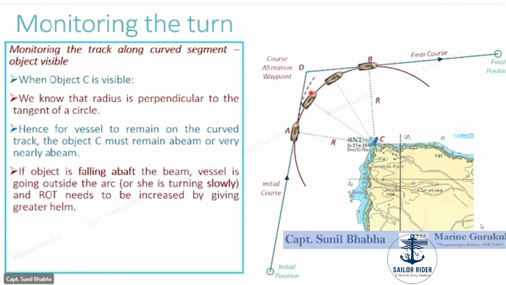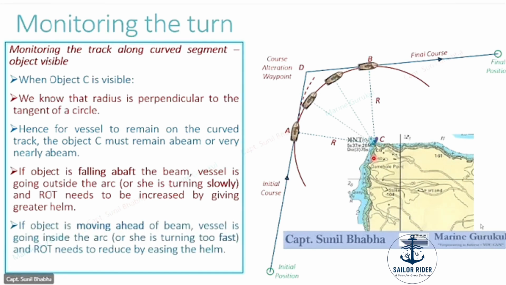So you are moving outside the arc, the vessel is going outside the arc. If the vessel goes outside, you will observe that the lighthouse will start to fall abaft the beam. This means that the vessel is turning slowly. The rate of turn needs to be increased by giving a greater helm angle. So at any point of time, object falling abaft the beam tells you to increase the rate of turn and bring it abeam again.